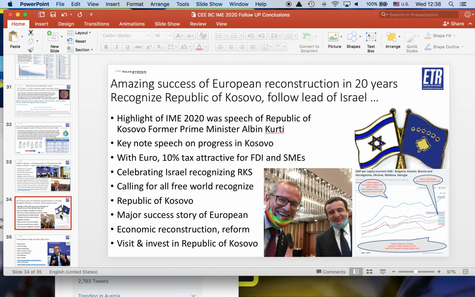But don't forget, Kosovo, with the right economic tools of the euro and low taxation, has already overcome Ukraine, Moldova, and is close to Georgia on the same GDP level, 4,700. It's just half the global average.